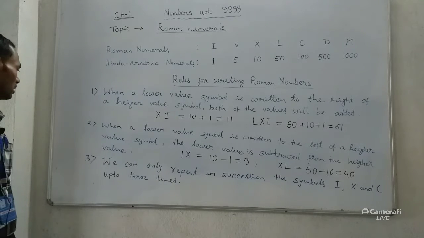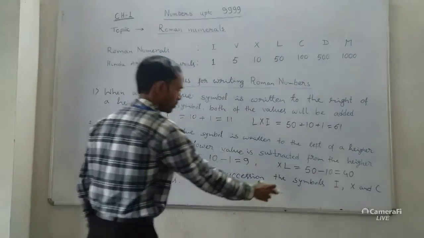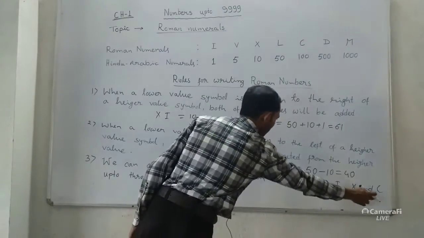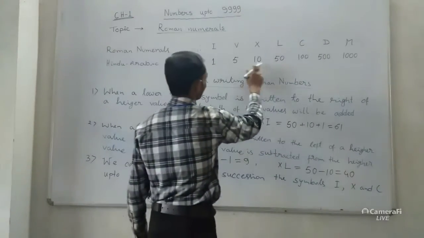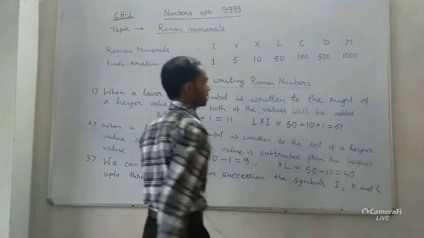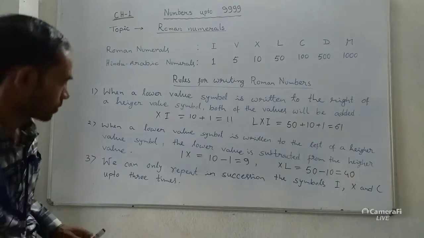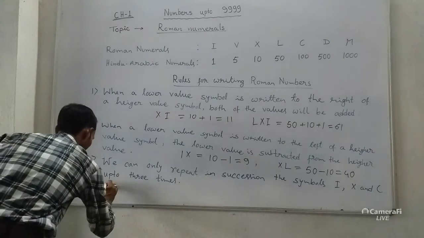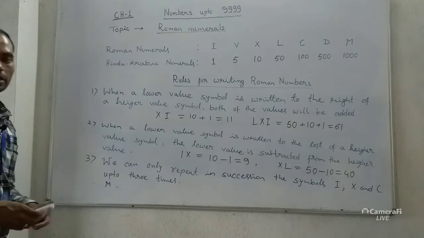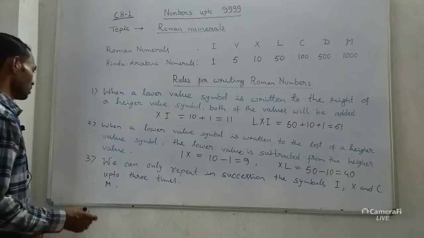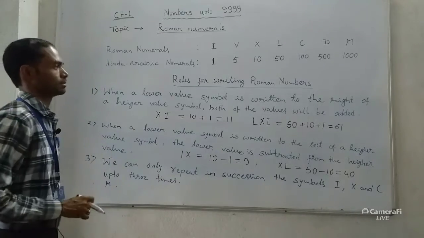Now coming to rule number 3: we can only repeat in succession the symbols I, X, C and M. You can easily check here how many symbols there are: 1, 2, 3, 4, 5, 6, 7. 7 symbols. You can repeat successively M also. What is the rule? You can repeat these symbols but up to 3 times.